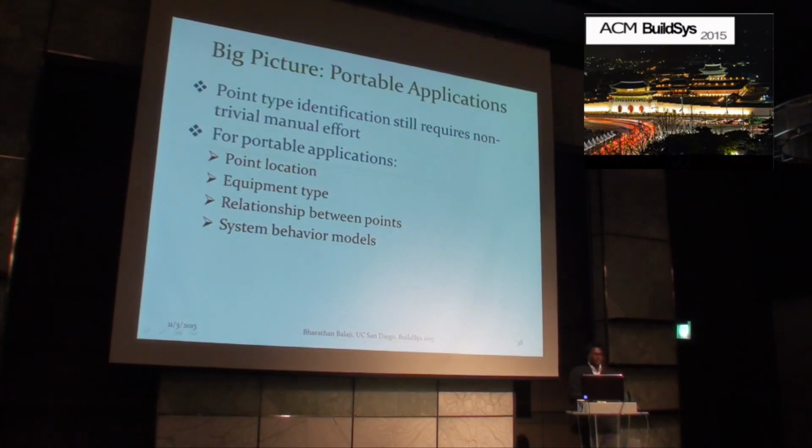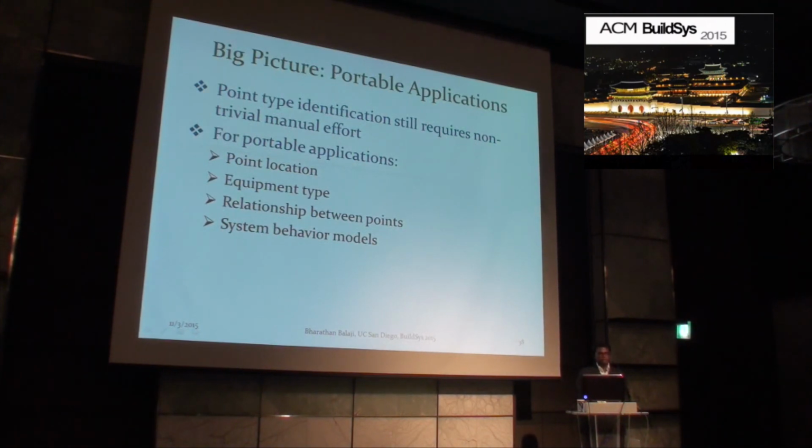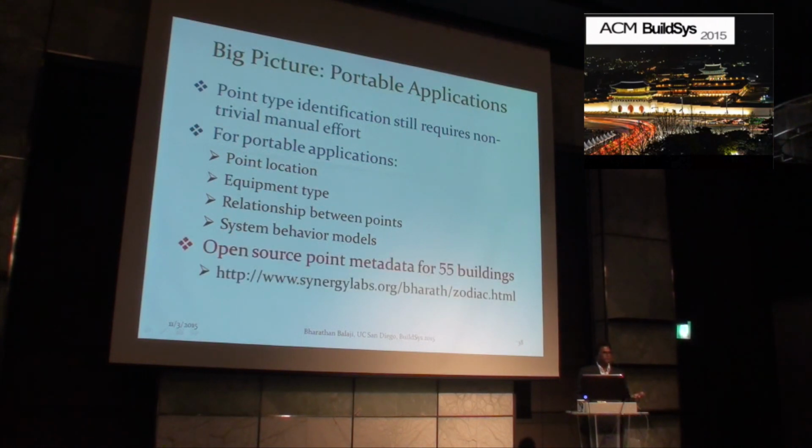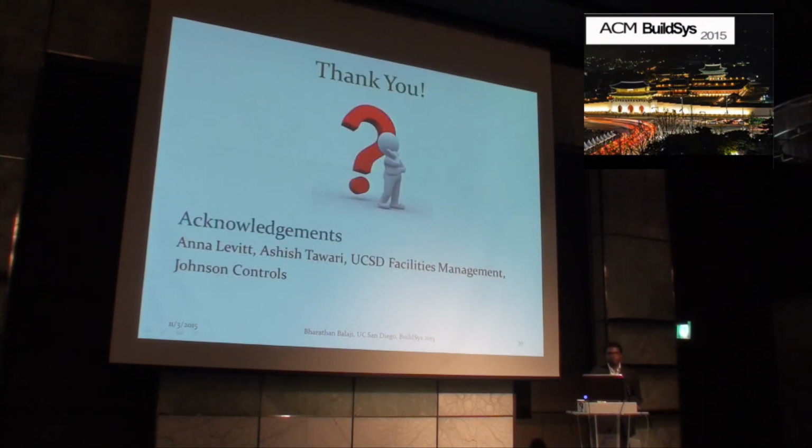So in the big picture, like I pointed out, there are many different things. Point type is just one of them. There is also location, different types, relationships between points, and so on. To enable this for this community, we're open sourcing all the metadata that we have across 200,000 points in more than 55 buildings on our campus, so the whole community can exploit the information available. Thank you.